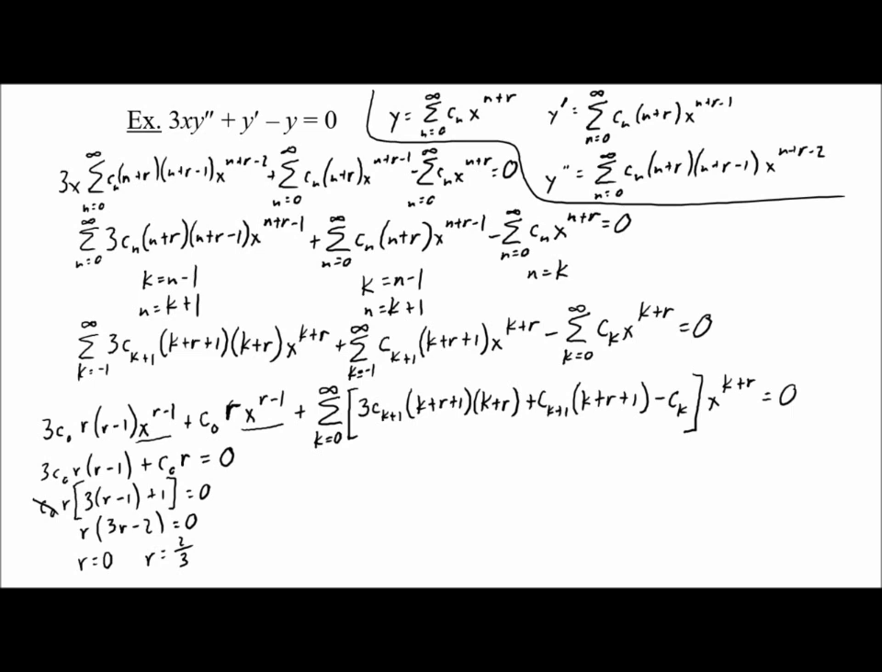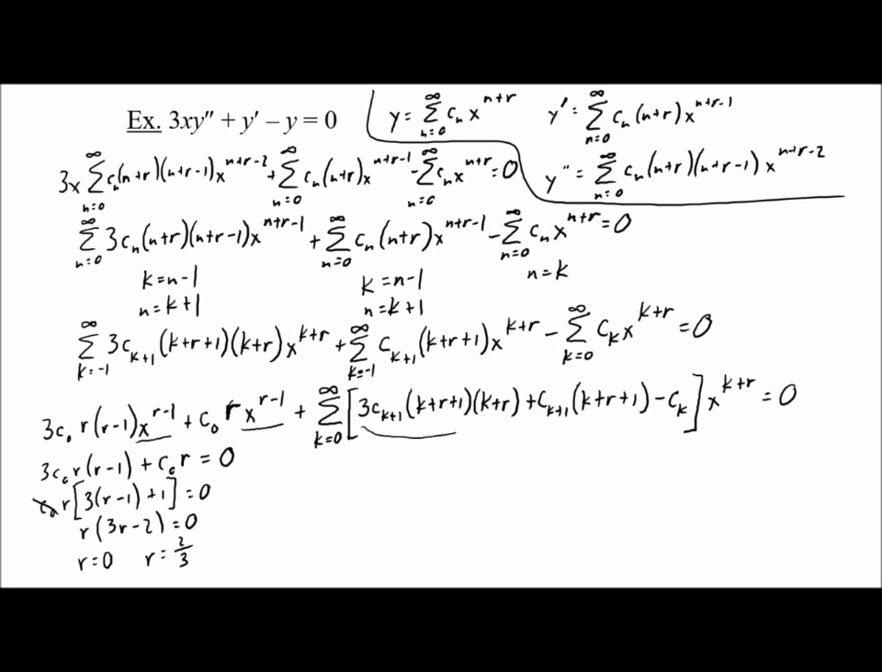For this method, our two solutions are going to come from our two r values. So one of my solutions is going to come from when r is 0. My second solution will come from when r is equal to 2/3. So that's, again, while this method and last class are very similar, a lot of our steps are the same, there's some very important differences, and that's one of them.